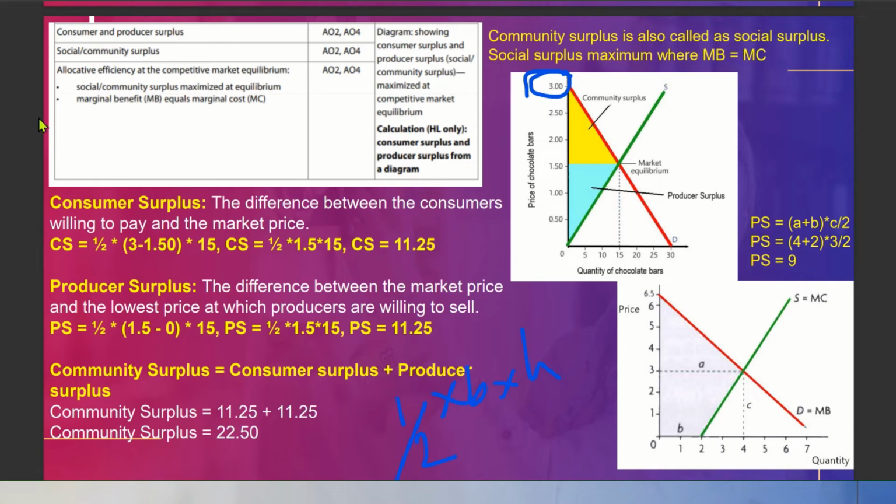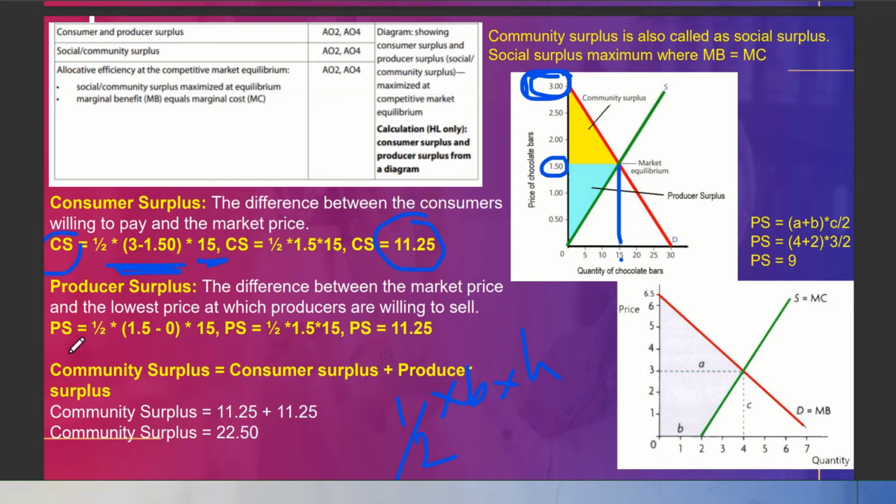Right. Look, consumer surplus means half into, so how much is the consumer willing to pay? He is willing to pay $3, but the market price is $1.5. So half into 3 minus 1.5. And how much quantity? The market equilibrium quantity, 15, into 15. If you just multiply, you will get 11.25 as the consumer surplus.